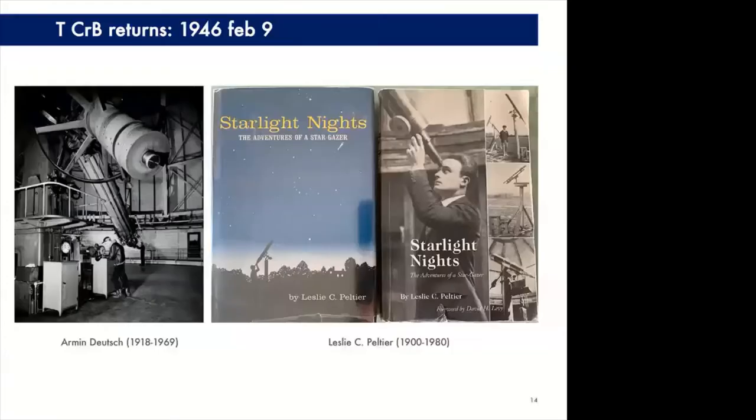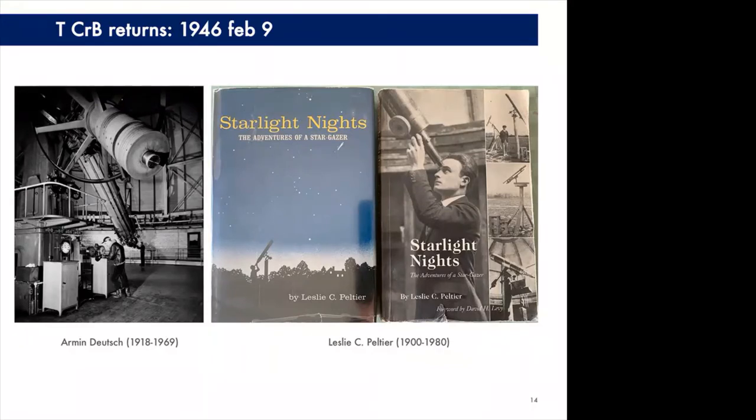But the story doesn't end there. For 80 years later, and we're now talking about the morning of February the 9th, 1946, the nova actually sprang back into life. And it was discovered independently that morning by two observers. The first to spot it was actually a BAA member, a gentleman called Norman Knight, who lived in Bedford Park in London. And then around 2.5 hours later, it was independently discovered by the gentleman shown on the left here, Armin Deutsch.